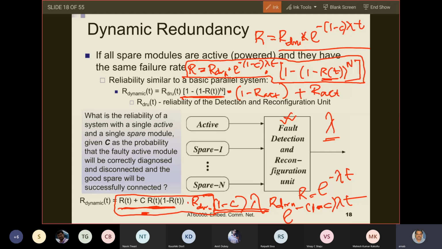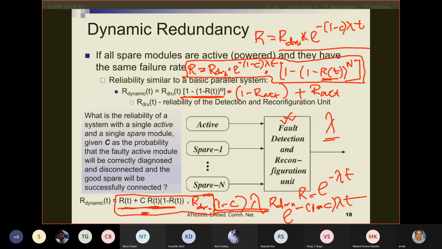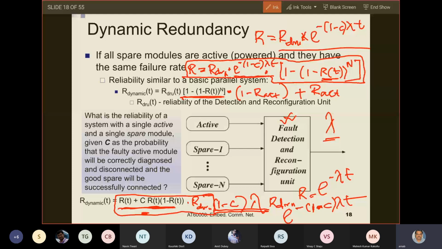Sir, this is the first term of R dynamic, right? We need to add R active as well for the whole expression. R active is no more required, because e to the power minus (1 minus C) lambda t is the reliability of the active module. The effective failure rate of the active module is (1 minus C) lambda, given that C is the coverage factor. Yes, sir. I got it. Thank you, sir.